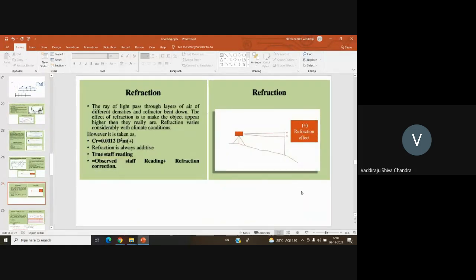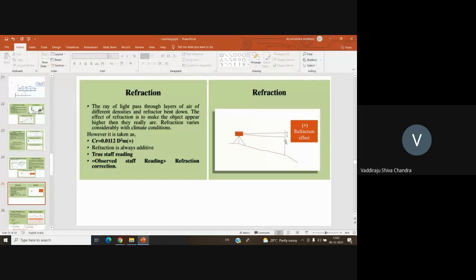And refraction also, these both are generally called combined corrections, and definitely both will have an impact when the distance is increasing. The ray of light passes through layers of air of different densities and is refracted, bent down. The effect of refraction is to make the object appear higher than they really are. Refraction varies considerably with climatic conditions. You can see here, it is going to bend the ray when you're sighting the object because of variation in the densities. The ray is subjected to bend down, but the actual position is the straight one, so it should be added.